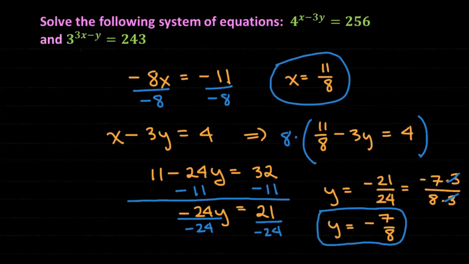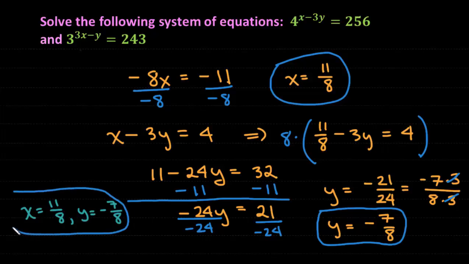And so for our final answer, we have x equal to 11/8 and y equal to negative 7/8. And we're done.